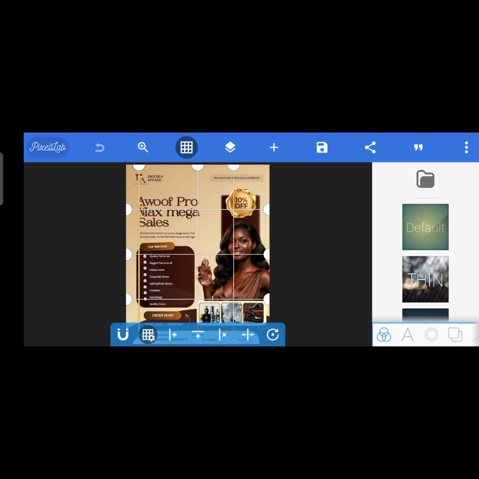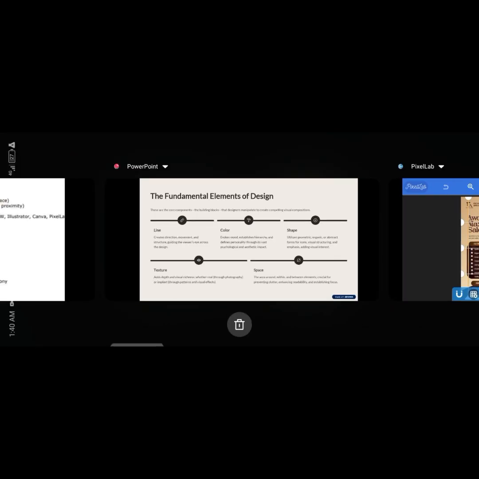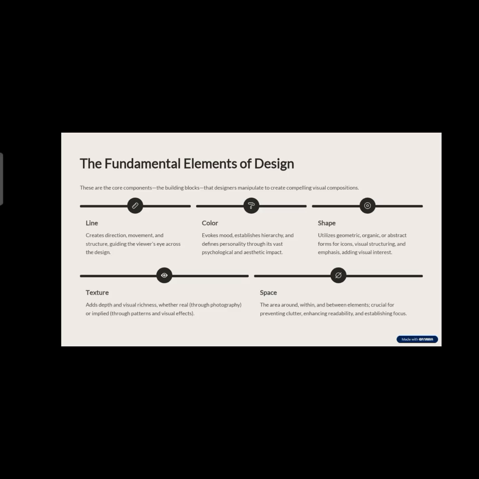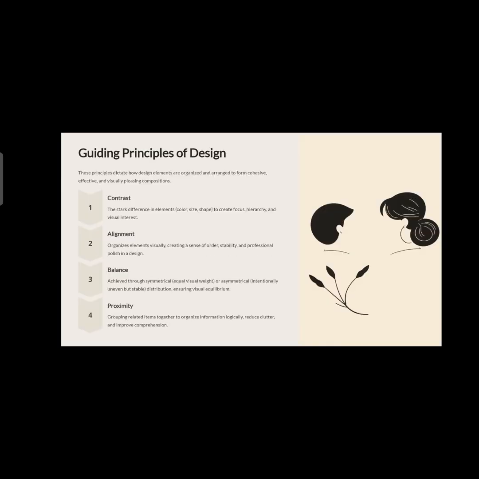You get? Now what do we speak about again? We spoke about texture, the way your design feels. Moving forward, we'll talk more about it. And we spoke about shape. If you look at that design, we can see shapes there, we can see our color, we can see our line, which creates direction, movement, and structure, guiding the viewer's eyes across the design. That's that line I put that has rows and columns. That's the line I'm talking about here. Do you get?